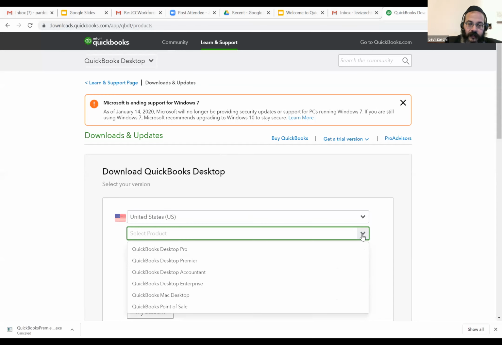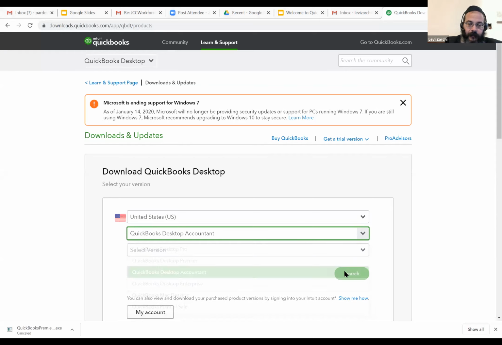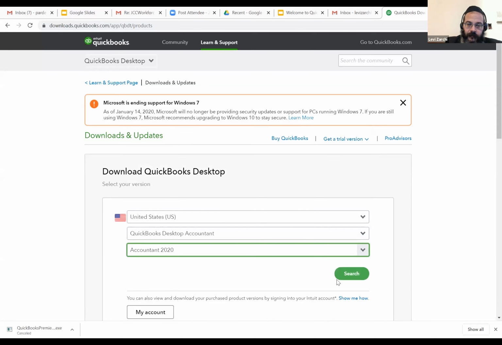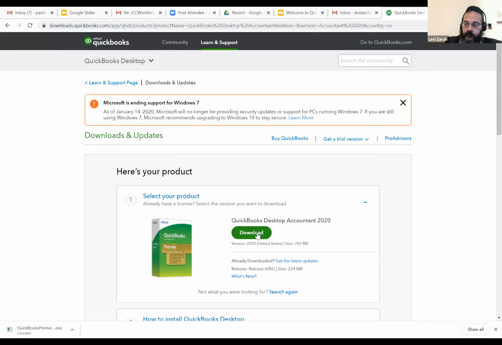The product we're selecting is QuickBooks Desktop Accountant, not Pro, not Premier. We're choosing the accountant. I will mention that the agent from Intuit who developed the program told me that the license will enable the functions no matter which software you download, but I'm not taking a chance on that. So I'm pointing out to download the QuickBooks Desktop Accountant, and the latest version is Accountant 2020. When you search, it's going to bring up the screen where you download it.